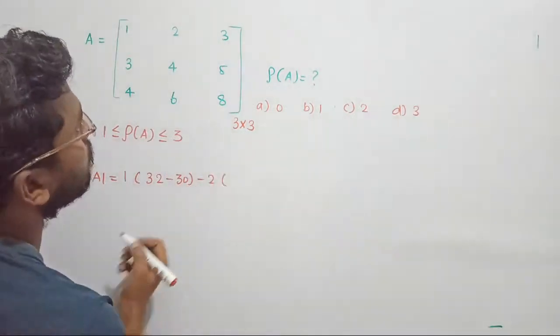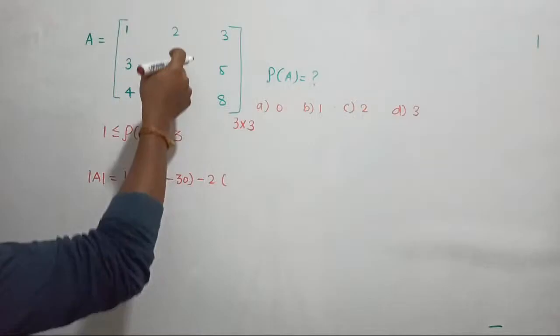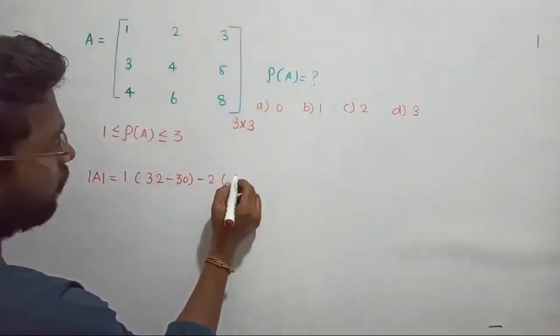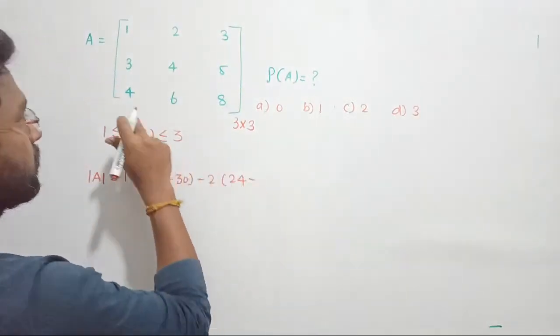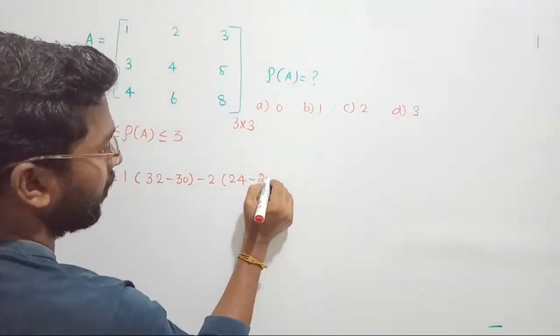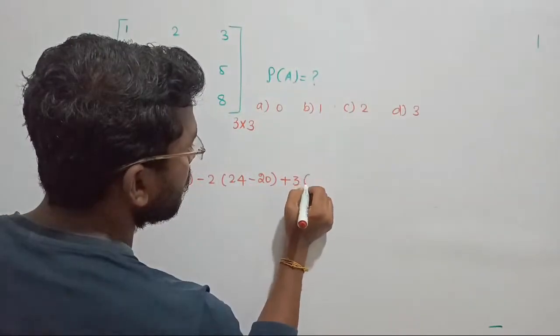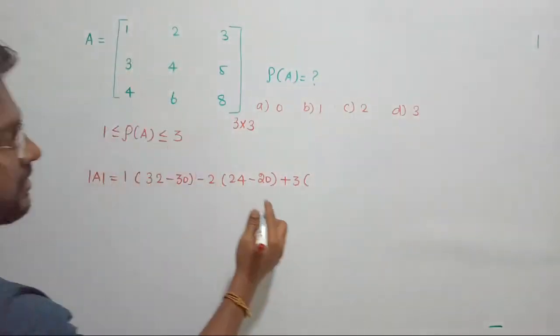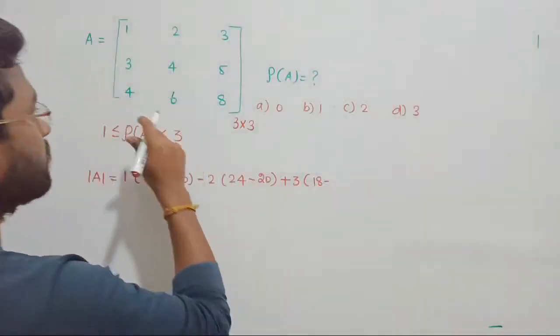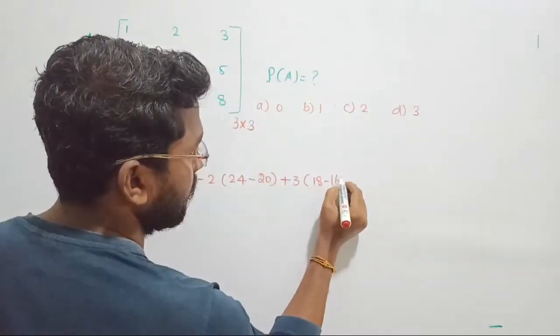Minus 2 into the second; we have to neglect the corresponding column and row. 3 times 8 will be 24, minus 4 times 5 will be 20. I think that is correct. Next, plus 3 into 3 times 6 is 18, minus 4 times 4 is 16.